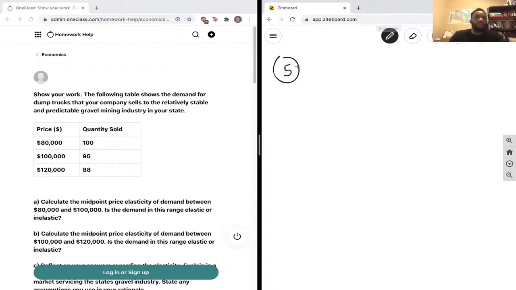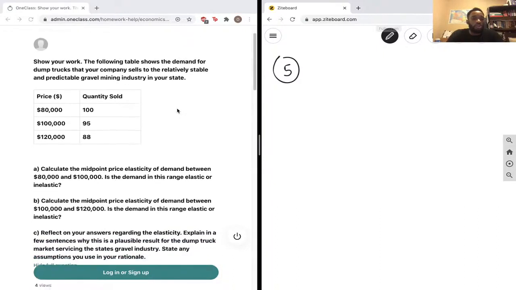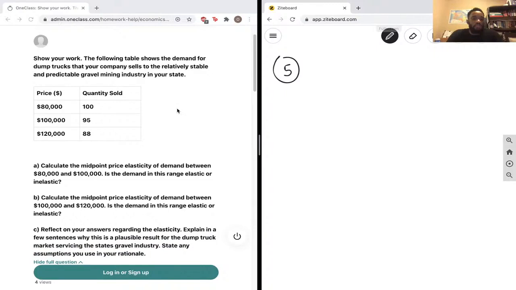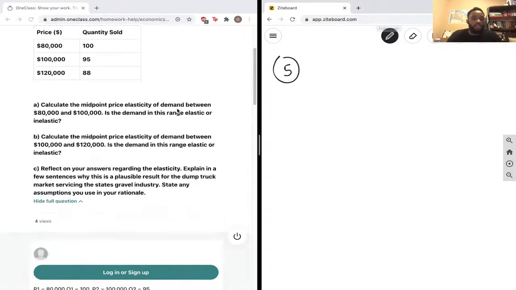Question number 5. Show your work. The following table shows the demand for dump trucks that your company sells to the relatively stable and predictable gravel mining industry in your state. A. Calculate the midpoint price elasticity of demand between 80,000 and 100,000. Is the demand in this range elastic or inelastic?